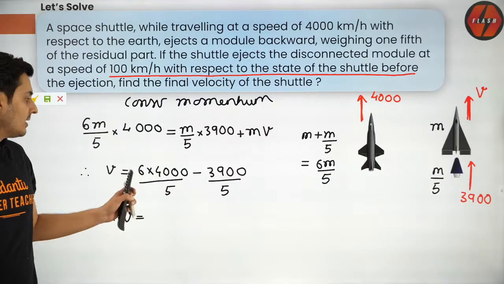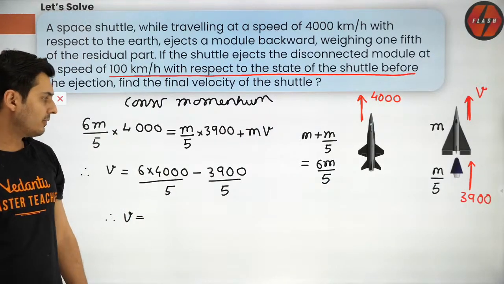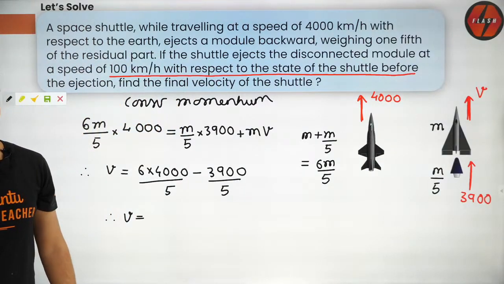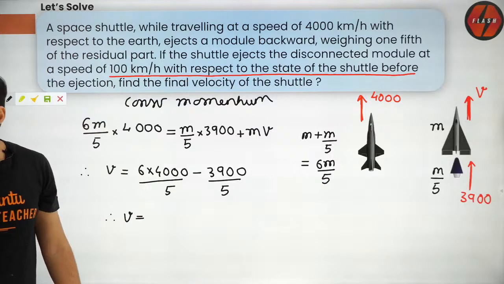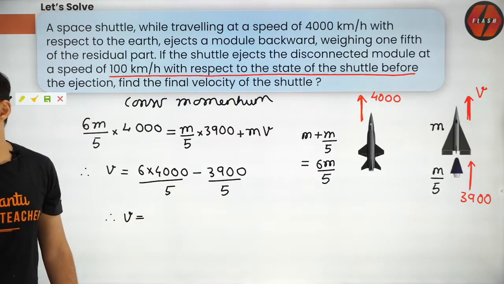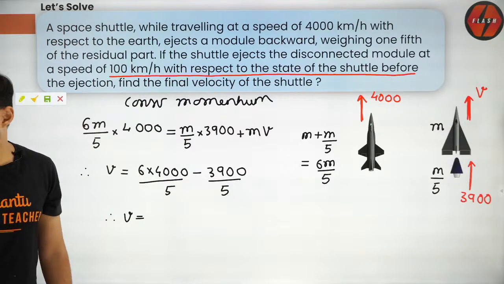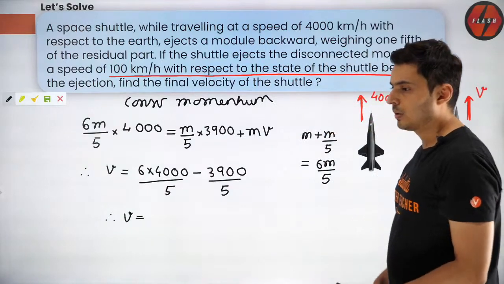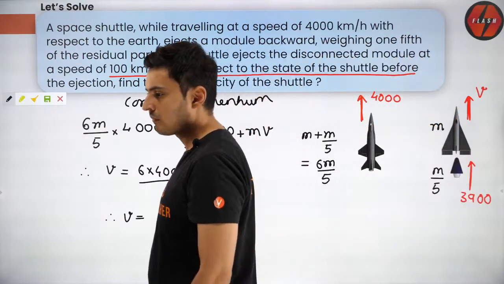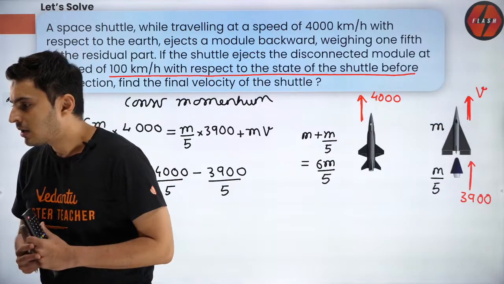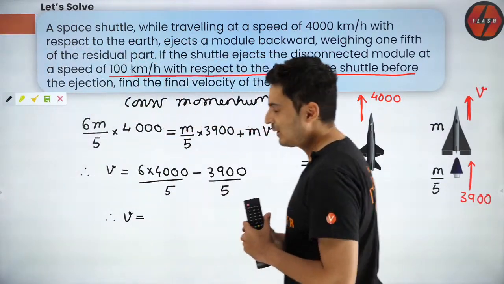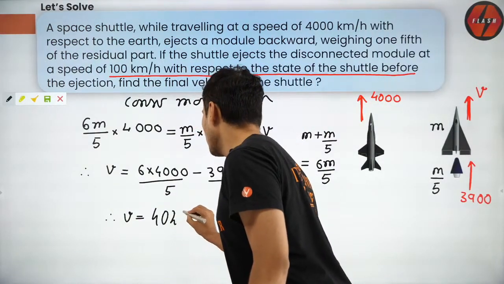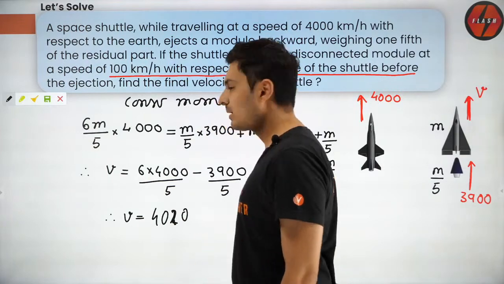Check your calculations. 6 into 4000, come on, guys, 24,000. 24,000 minus 3,900. How much is it? Yes, 20,100. And then divided by 5. Isn't it 4020? Very good. I didn't understand what you said, Neha, but if you can be more specific. Very good. So the correct answer, guys, is 4020. Okay? So that's how it is.